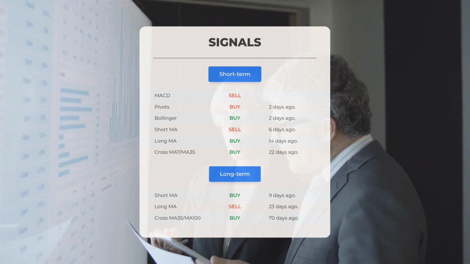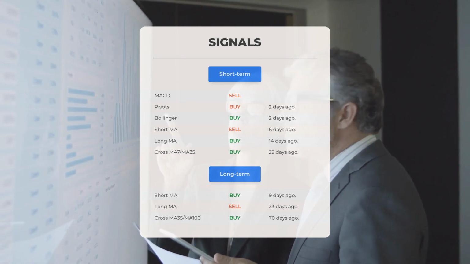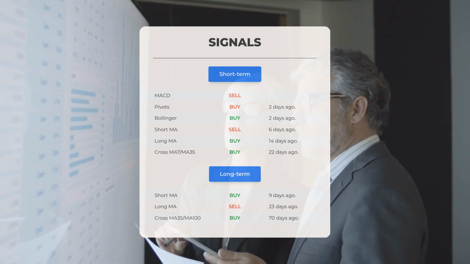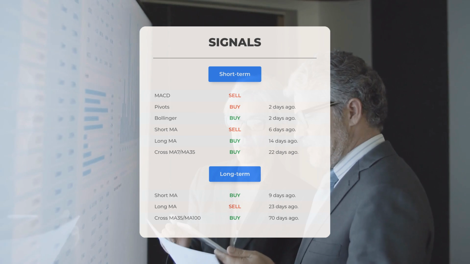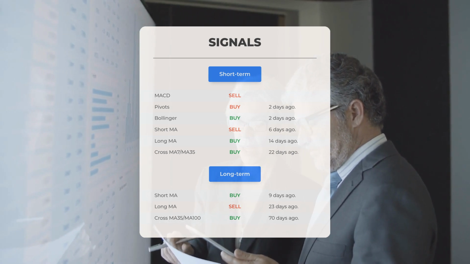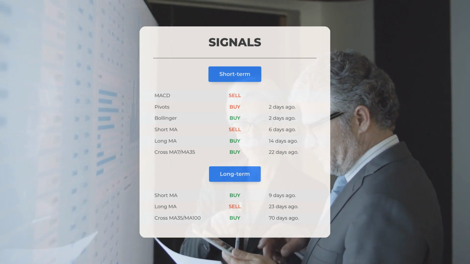If we look at the 12-month chart, we see short moving average, buy signal from 9 days ago. The long-term moving average, sell signal from 23 days ago. The relationship between the short and long moving averages shows a buy signal from 70 days ago.